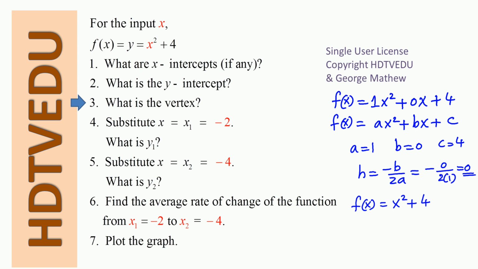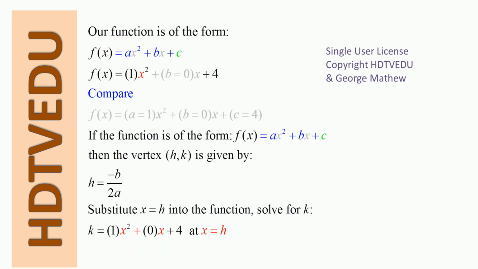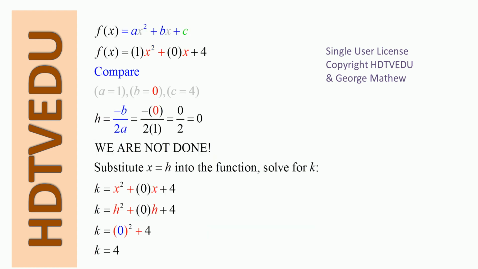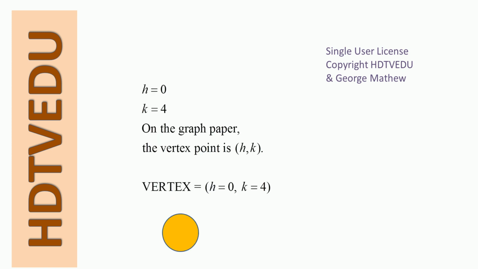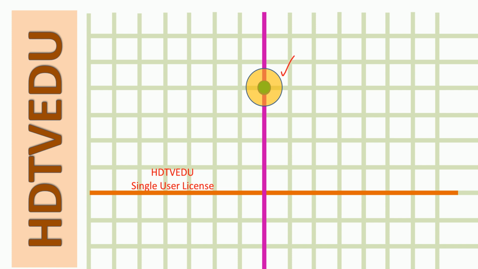To get k, you substitute x equals h. So f of h, and what is h? H is 0. So what do we get? 4. So what is our vertex? 0, 4. And that's what I did here. So I get h equals 0, and then substitute h equals 0 and get k, and I get 0, 4. 0, 4 is right here.